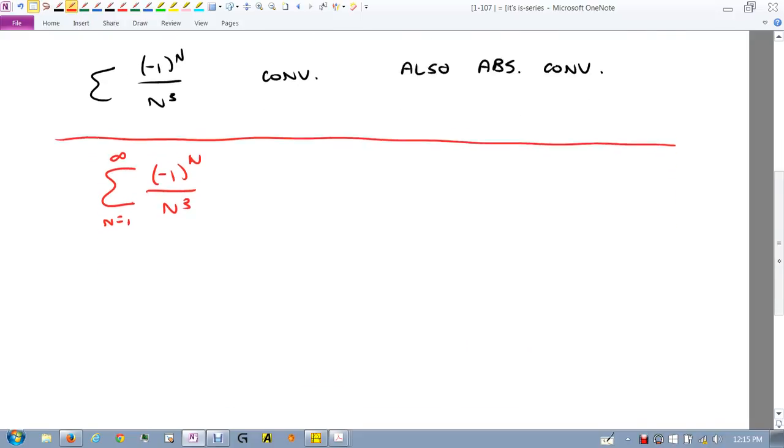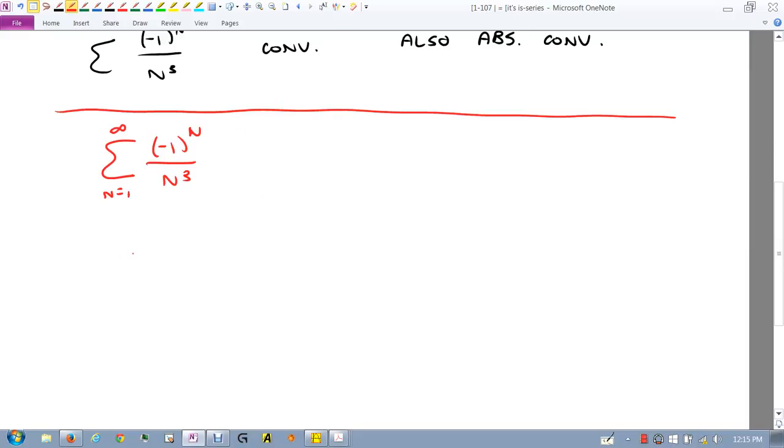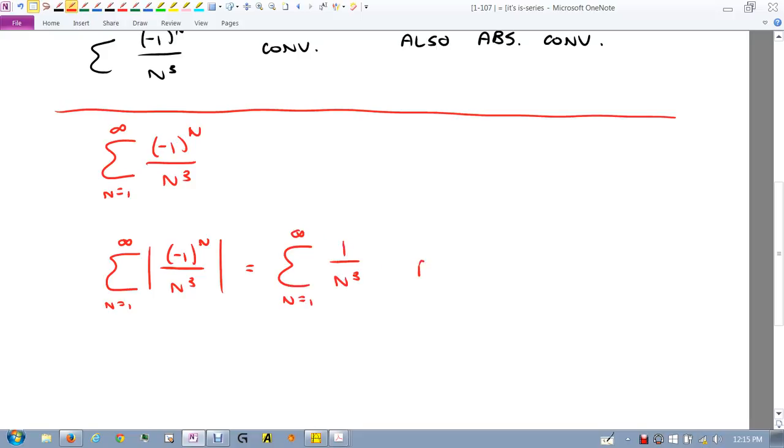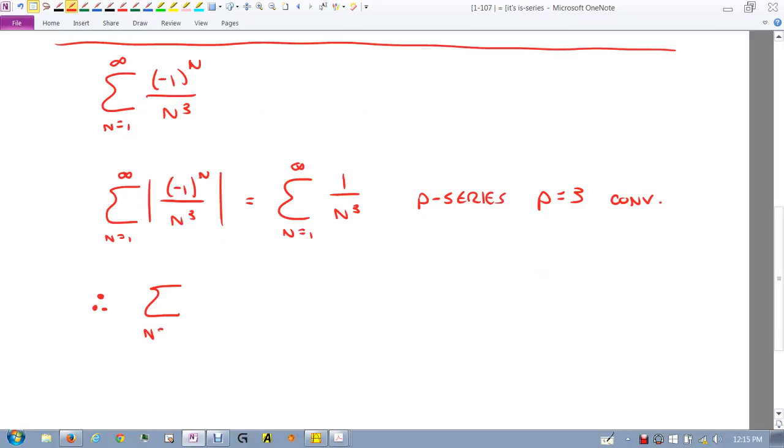So the way I would write this down is I would say, this right here, the absolute value, equals this, which is a P-series, P is 3, convergent. Right? Therefore, the original series converges. So if the absolute value converges, you're guaranteed that the original one will converge.